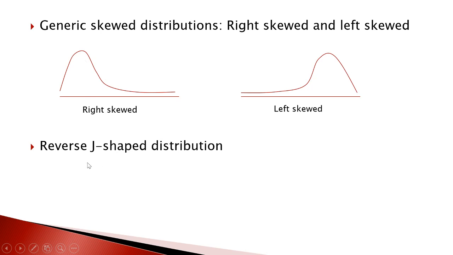And the next one is the reverse J-shaped distribution. That's very easy to identify. It's like a J. Yeah, it's somewhat similar to a J, but it's not a J. So it's like this. It has a very gradual slope, yeah, with a curve.